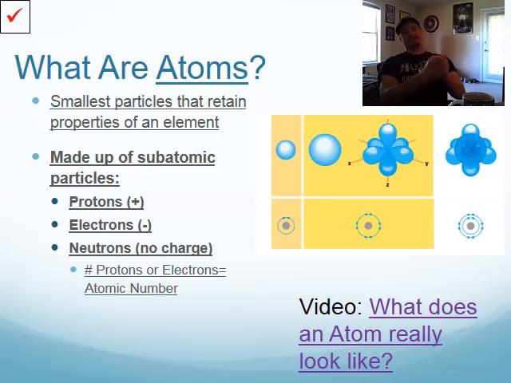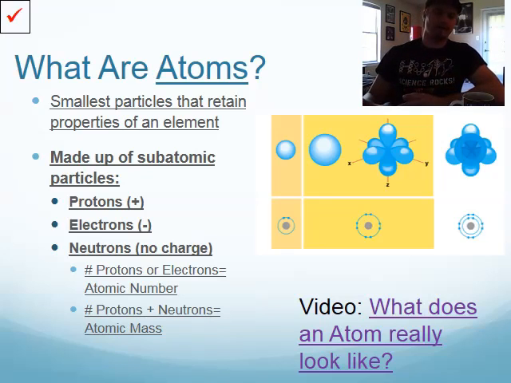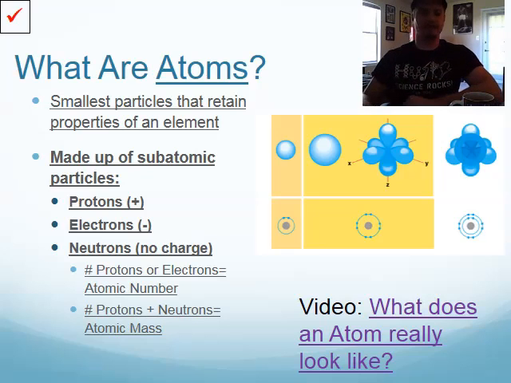So, the atomic number, we have one for each of the 92 elements, including the ones we made in the lab, but anyway, there is a unique number for each one, and that is the number of protons or the number of electrons. Meanwhile, if we add the total number of protons and the total number of neutrons, that's going to give us the atomic mass. So, protons or electrons gives us the atomic number, and atomic mass is protons plus neutrons.